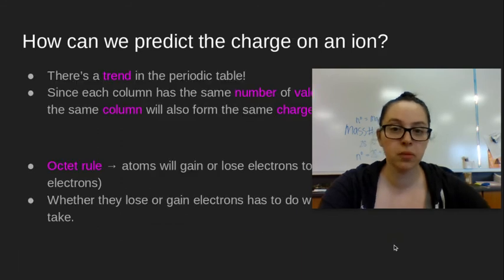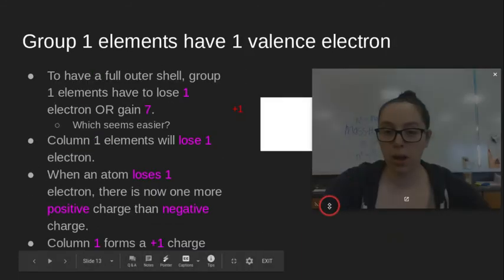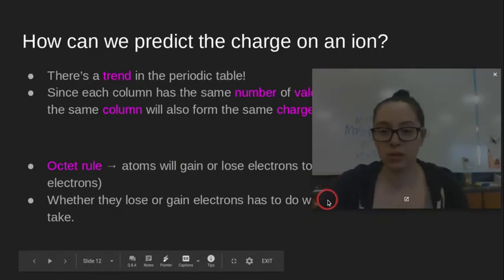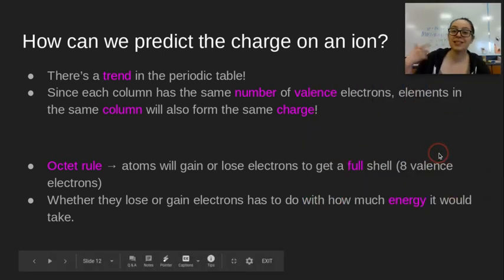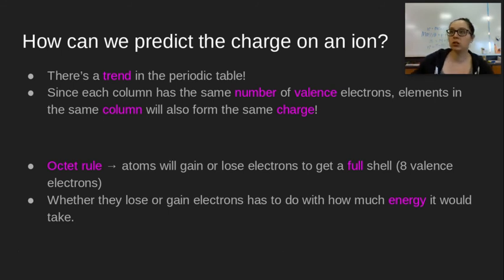All right, so back to the trend I was telling you about. How can we predict the charge of an ion? How would I know that hydrogen is always going to form a +1 or sulfur is going to have a -2? There's a trend. Since each column has the same number of valence electrons, elements in the same column will also form the same charge. Helpful, right?